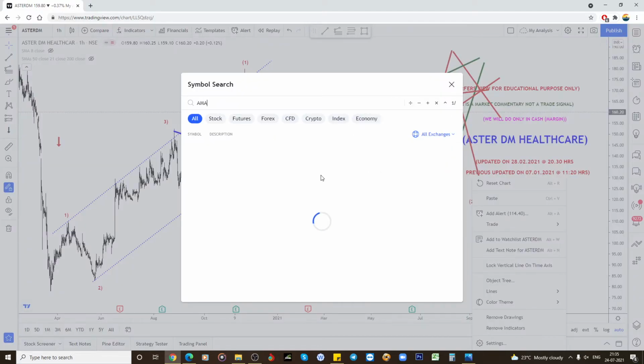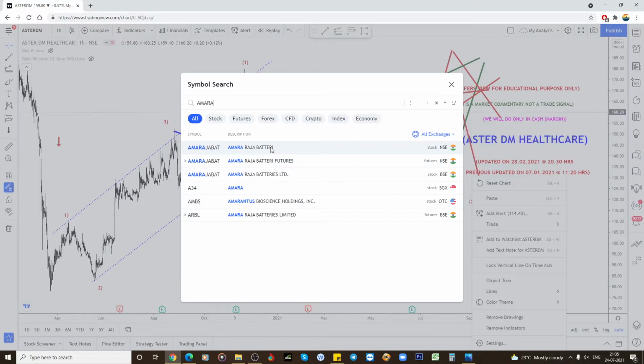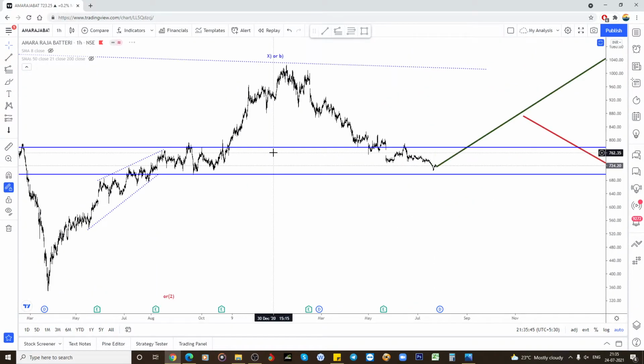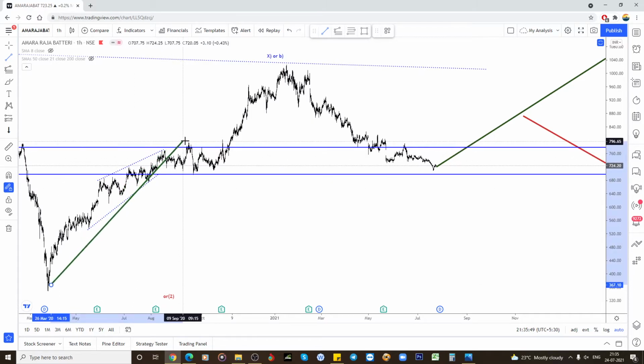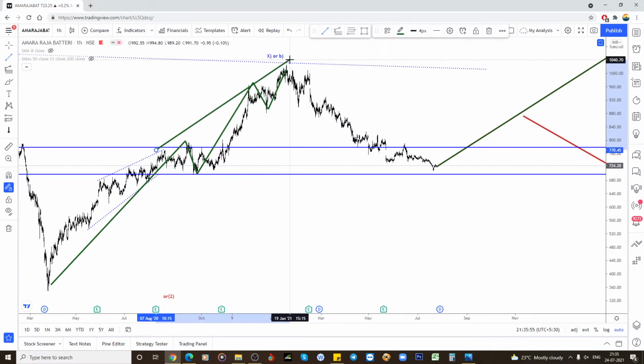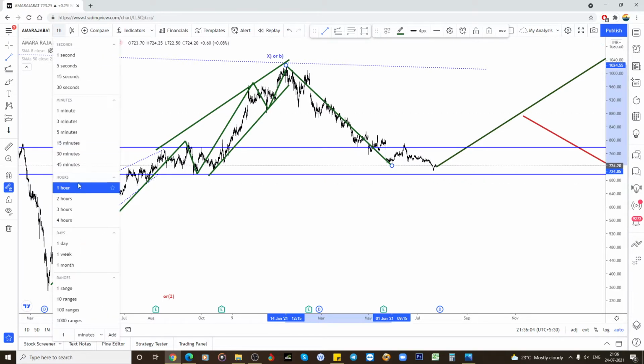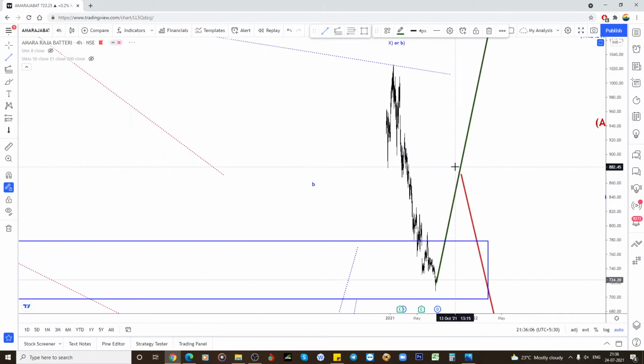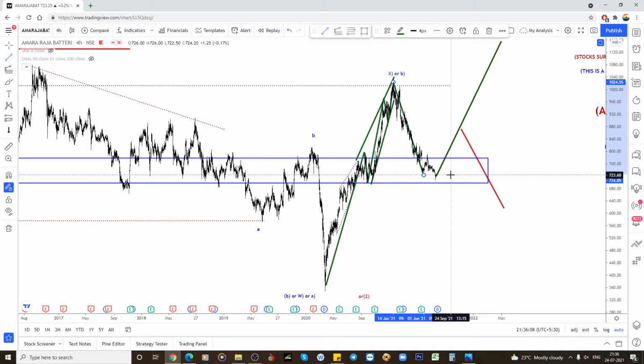So next is Amara Raja Battery. See, here also I said this could be wave 1, this could be wave 2, this could be wave 3, this could be wave 4, and this could be wave 5. So this whole thing becomes a leading diagonal also. So expecting the 50% level, and I have marked this as a support zone. I am already in the buy at the 750 zone.